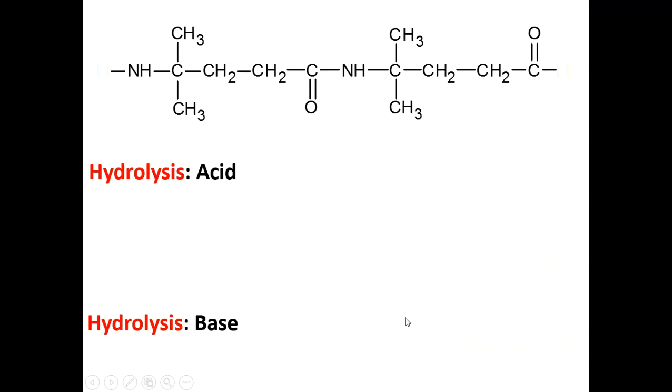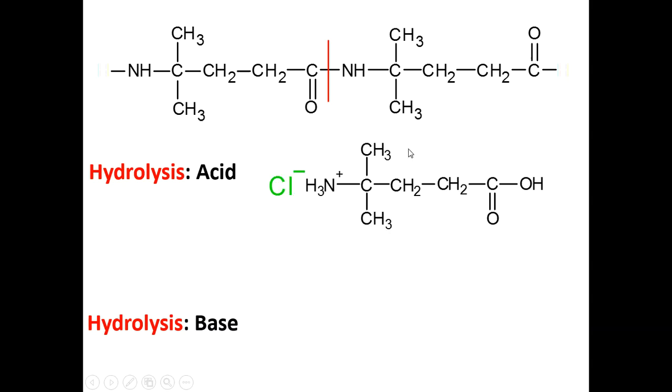So here's an example. Pause the video, try and work out the product under acidic conditions and base conditions for hydrolysis. So here's the answer. You look for the peptide link, of course, and you'll see that this is identical to that. So we've only got 1 monomer. And here it is. You can see all I have done is I've added an OH to this carbon.